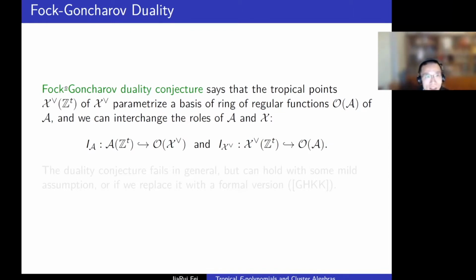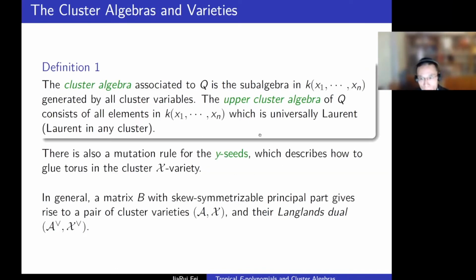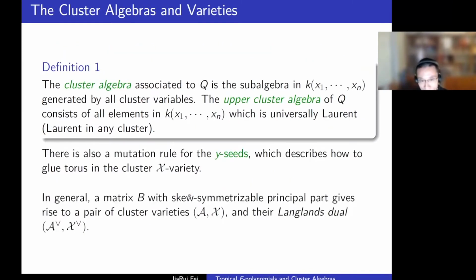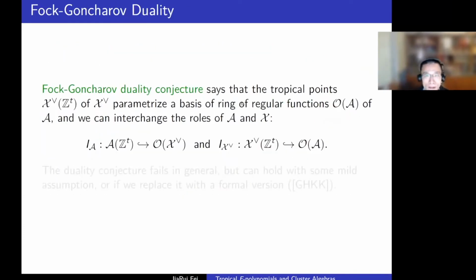There is a conjecture stated by Fock-Goncharov. First, it's good to observe that this gluing morphism is actually a positive morphism, so the variety we get can be tropicalized. The Fock-Goncharov duality conjecture says that the tropical points of the X variety will parameterize a basis of the ring of regular functions on the X variety. And we can reverse the roles of A and X.